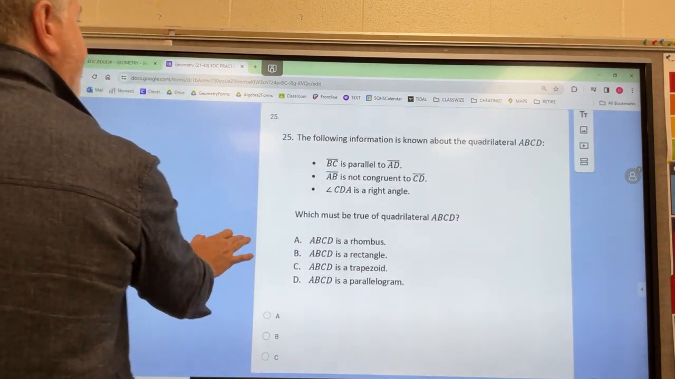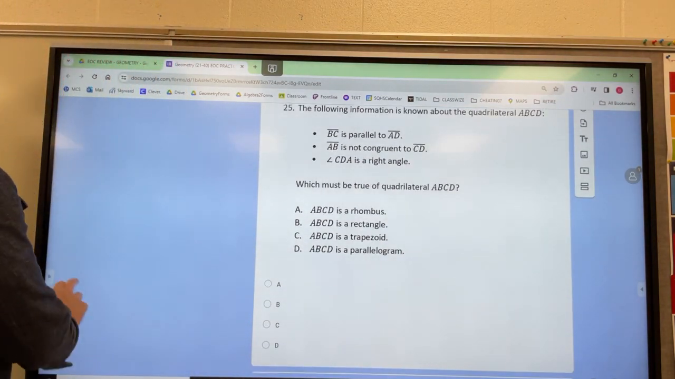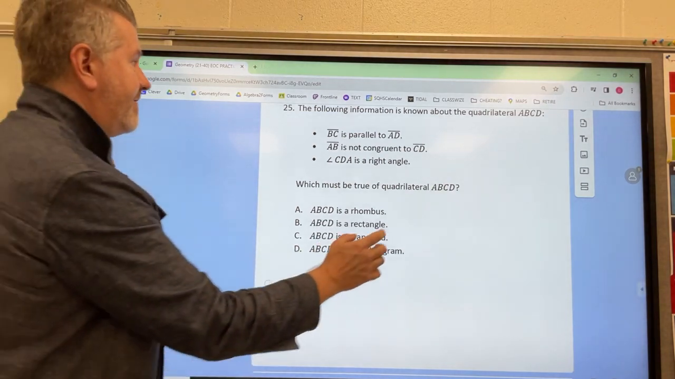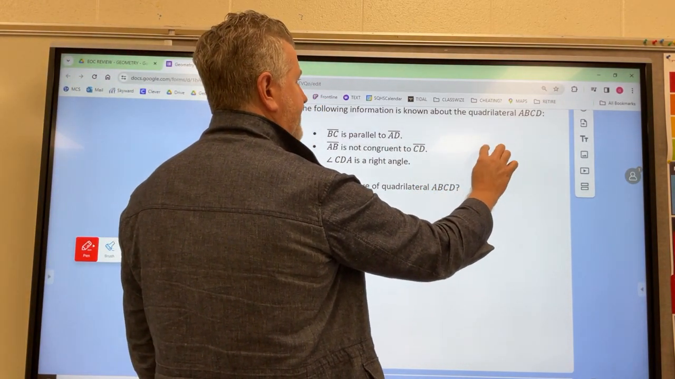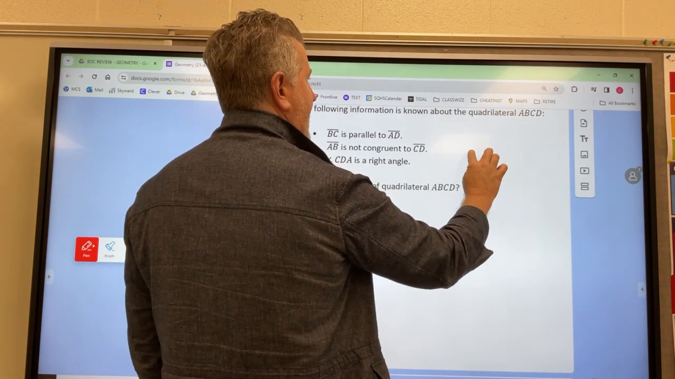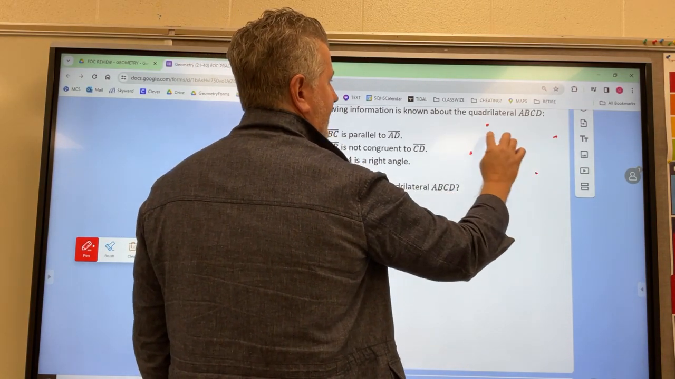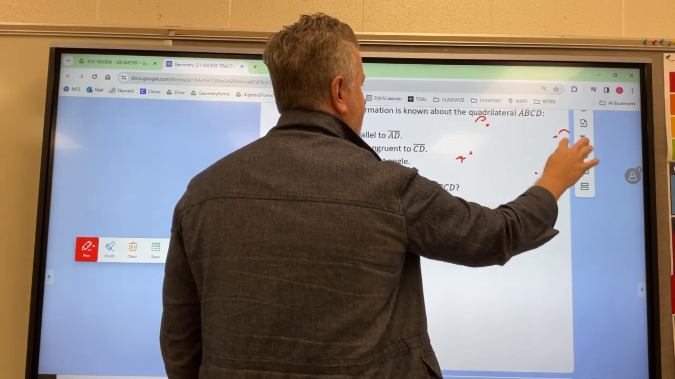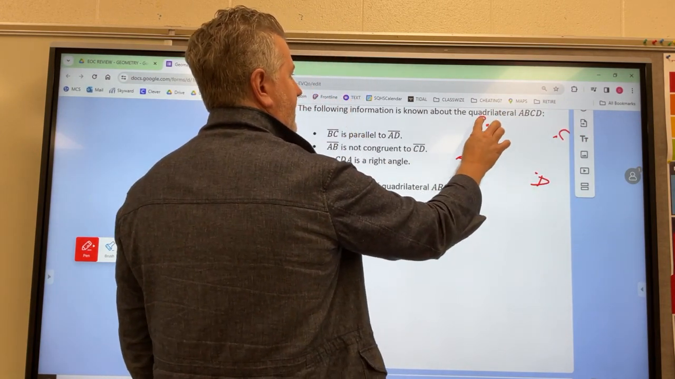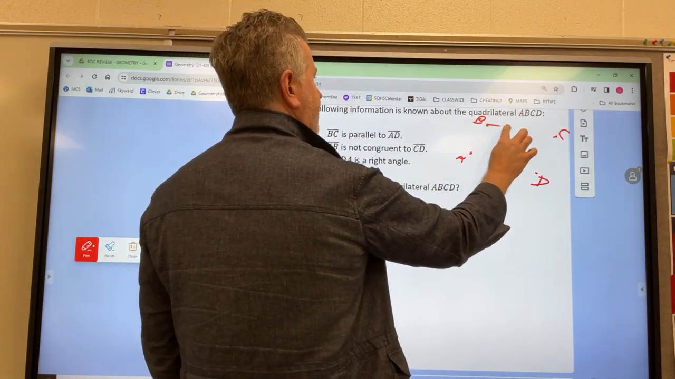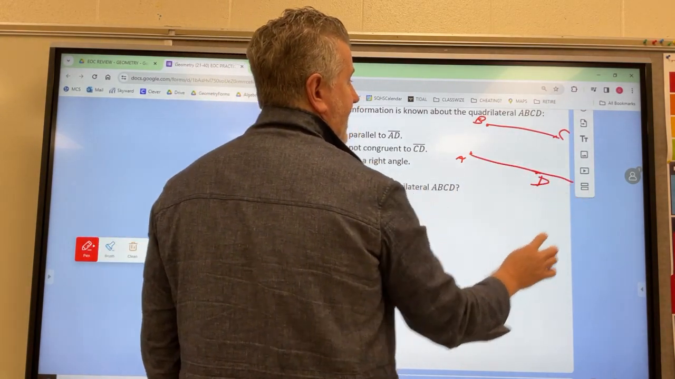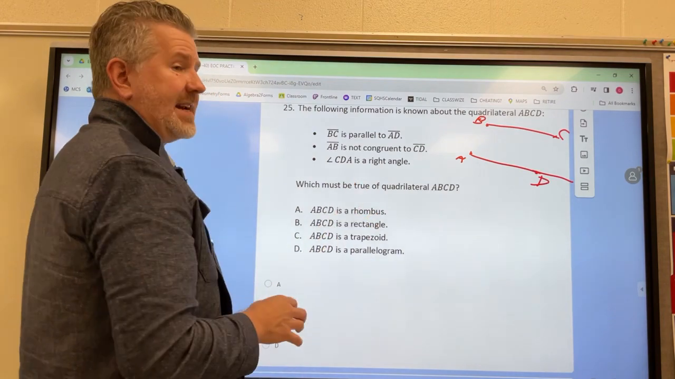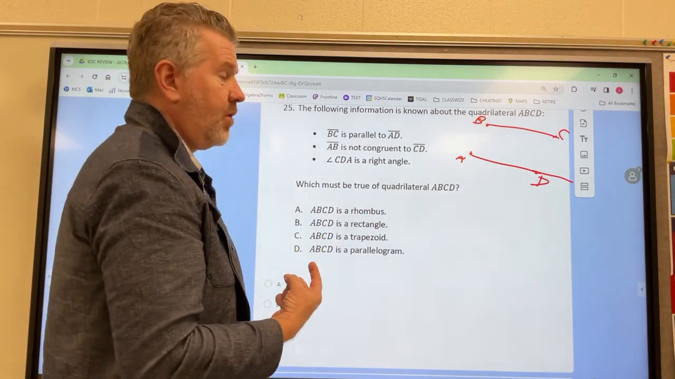All right. The following information is known about the quadrilateral ABCD. We have to draw it very carefully. BC is parallel to AD. So A, B, C, D, I'm drawing it very quickly. The top and bottom are parallel. That doesn't mean it's a rectangle. Don't try to make it something, just follow the rules.